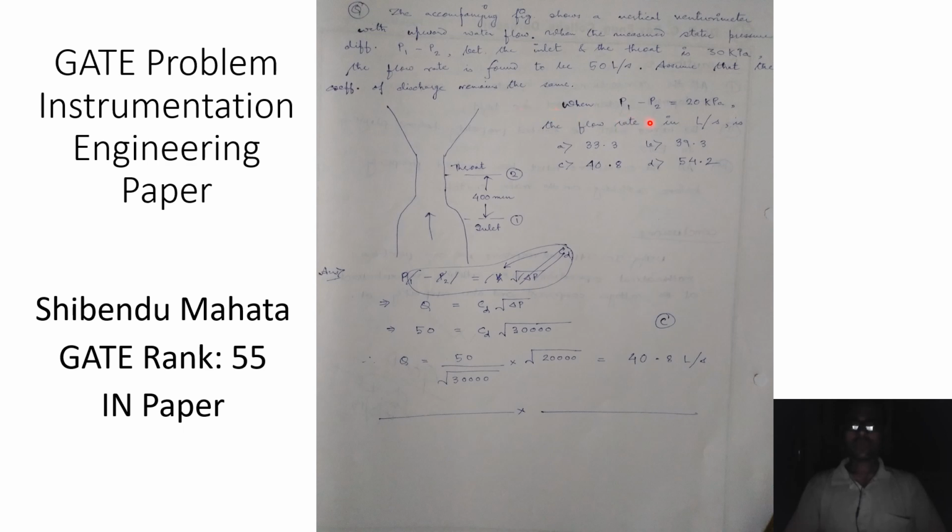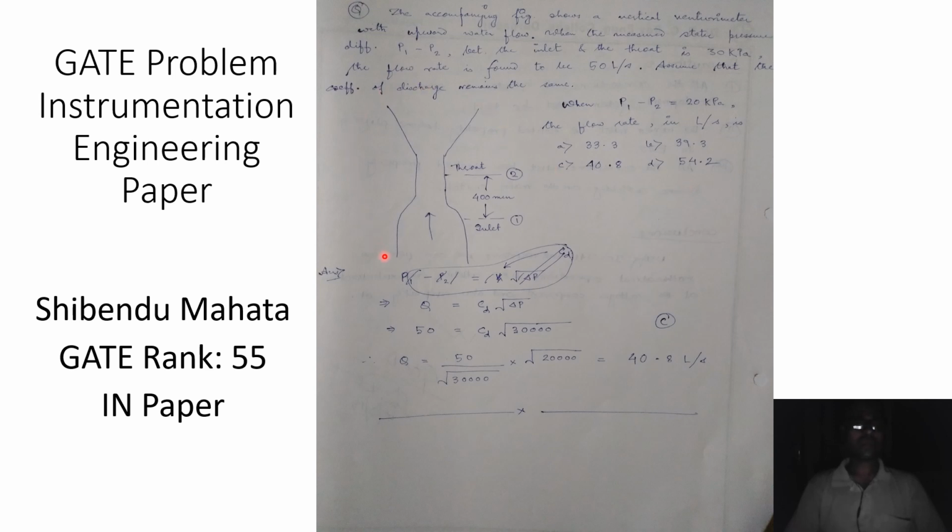Now, when P1 minus P2 equals 20 kilopascal, the flow rate in liter per second is, four options are given. So this is an MCQ type question. The options are option A 33.3, option B 39.3, option C 40.8, and option D is 54.2.